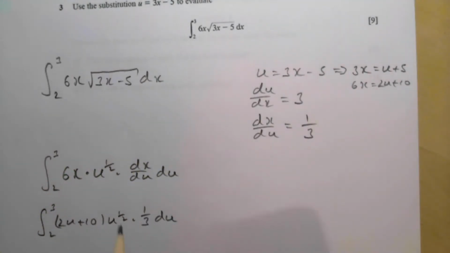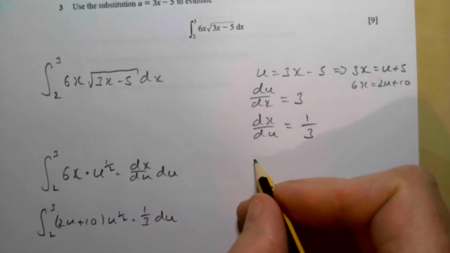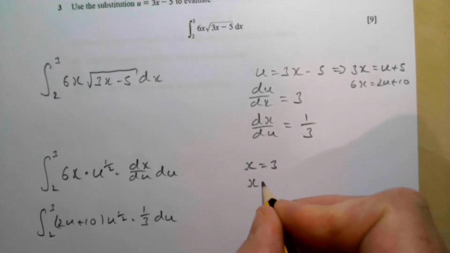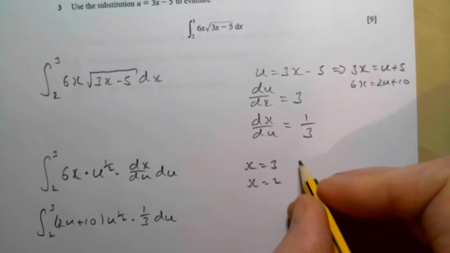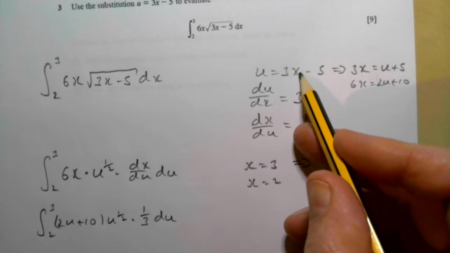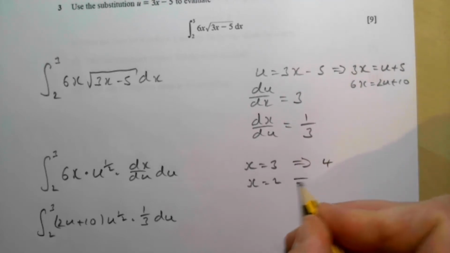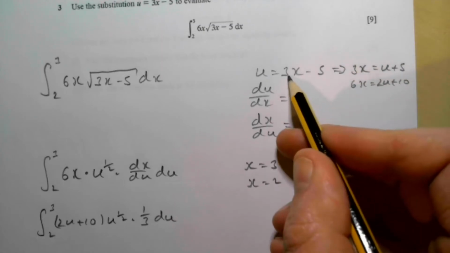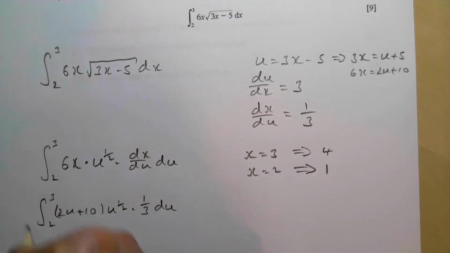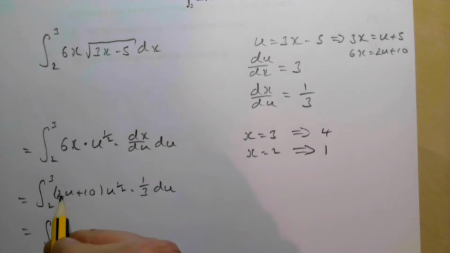Next thing then I'm going to actually change my limits. So we know that we have x equals 3 and x equals 2. I maybe should have done that officially before, but that's okay. Substituting 3 into here, 3 times 3 is 9, take away 5, so that gives me a 4. Substituting 2 into here, it's going to give me a 1, so I'm actually integrating between 4 and 1. So the integral between 4 and 1, let's try and tidy this up now as well.